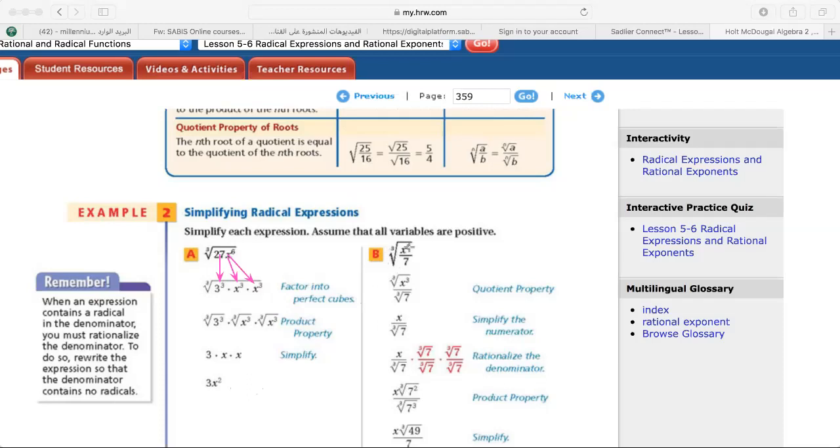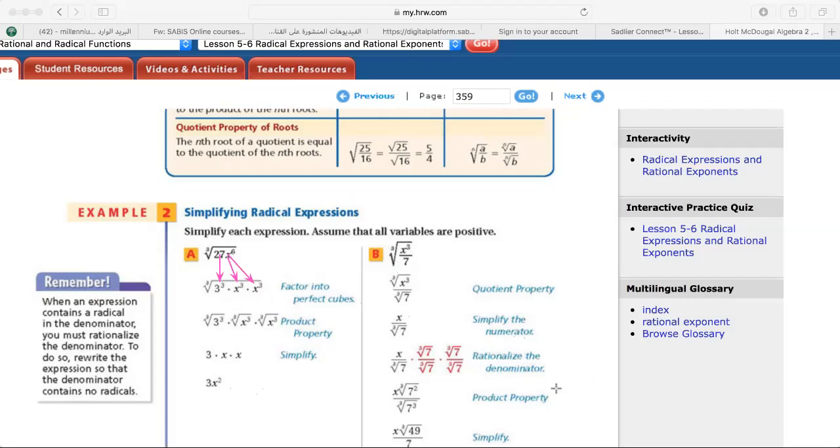Cubic root of x cubed over 7. So I can distribute the cubic root on x cubed and on 7. So it will be cubic root of x cubed over cubic root of 7. Cubic root of x cubed is x, and the denominator will remain cubic root of 7. Simplify the numerator, then rationalize the denominator.